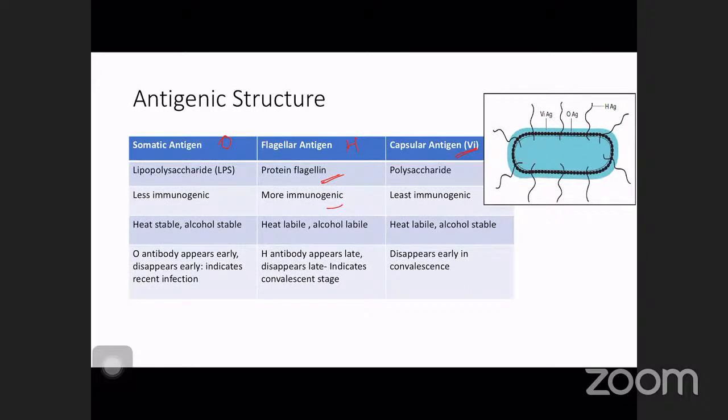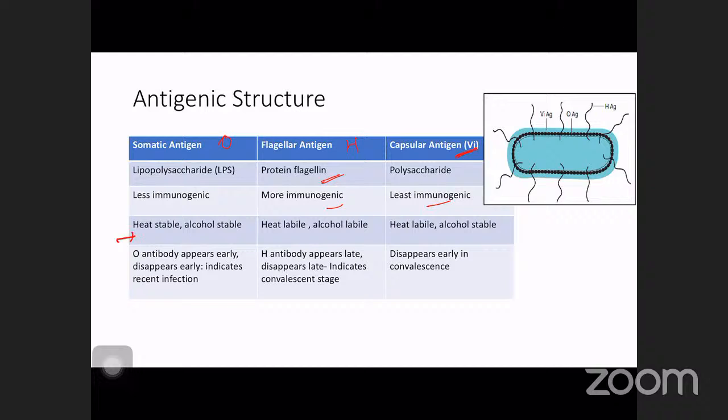The somatic antigen contains a lipopolysaccharide, and that is less immunogenic. The capsular antigen is also a polysaccharide, so it is less immunogenic, and it is a T cell independent antigen. Anything which is T cell independent is going to be least immunogenic. Coming to the characteristics, the O antigen is heat stable and alcohol stable. The H antigen is heat labile and alcohol labile, and the capsular antigen is heat labile and alcohol stable. This is mainly important for the preparation of antigens for the Widal test.